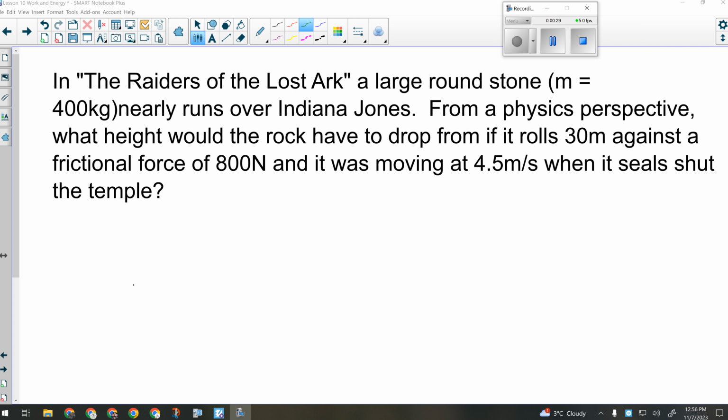what we're going to do is look at that, and then we're going to see if we can answer this question from a work energy theorem standpoint. Okay?